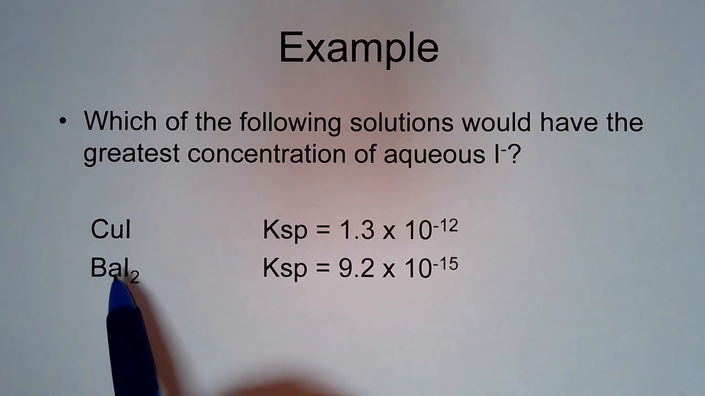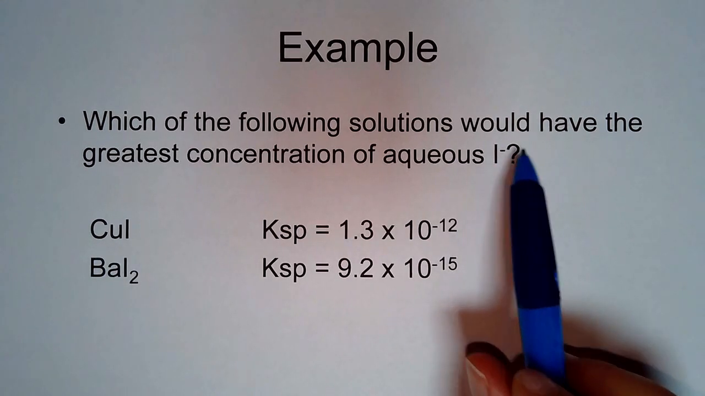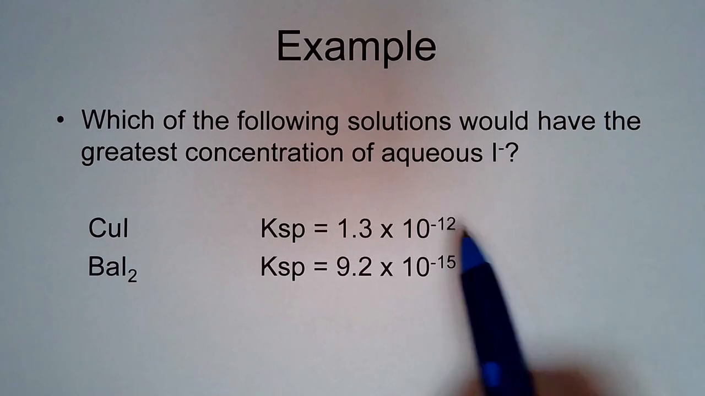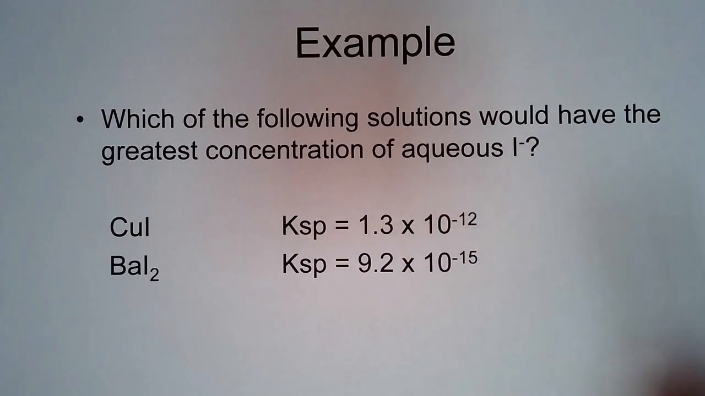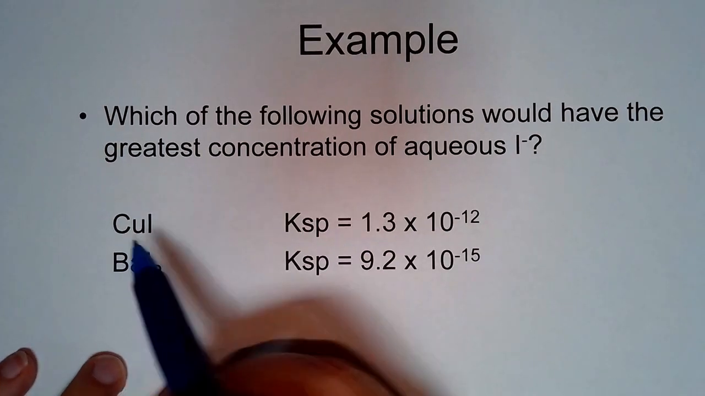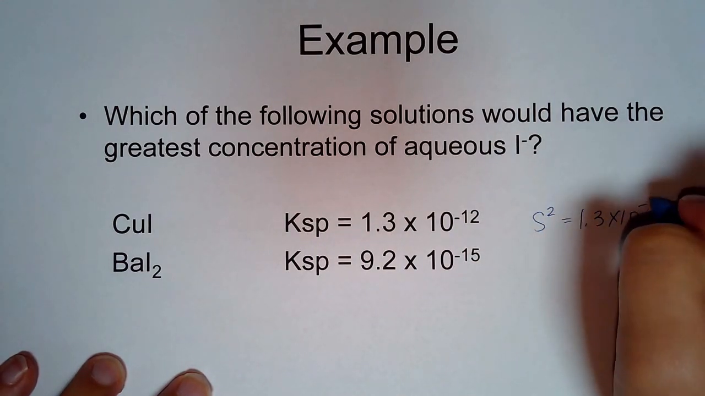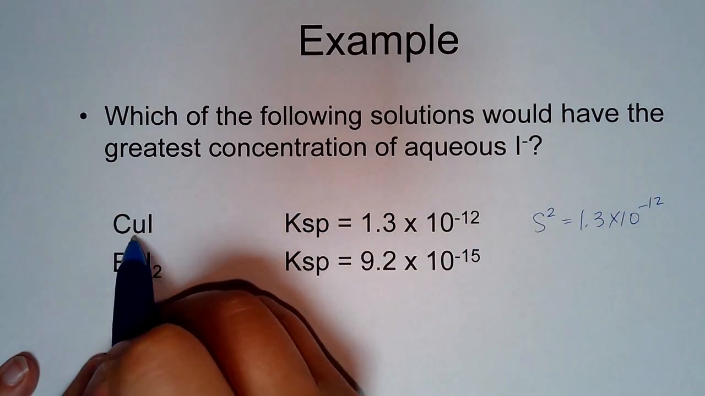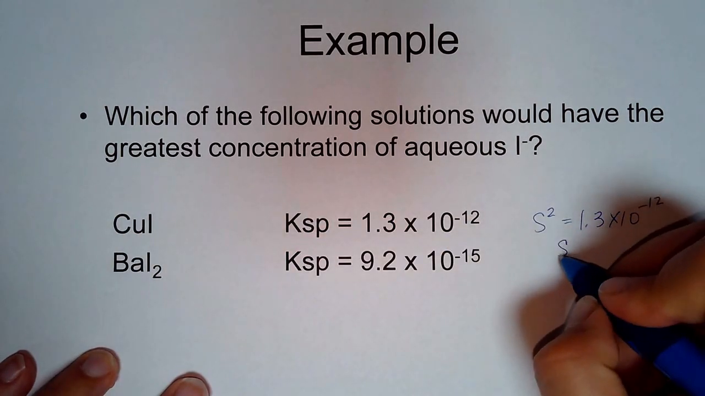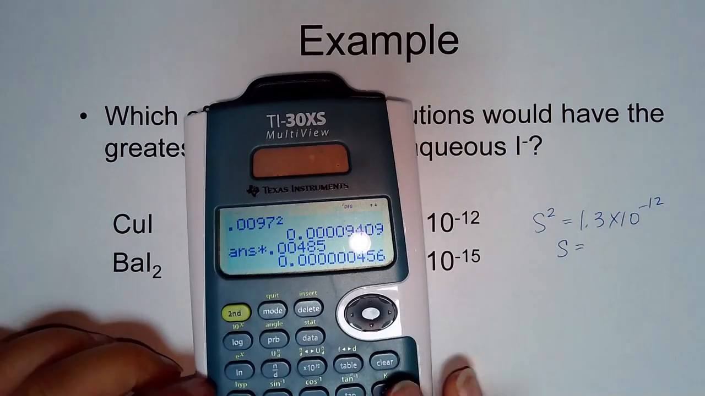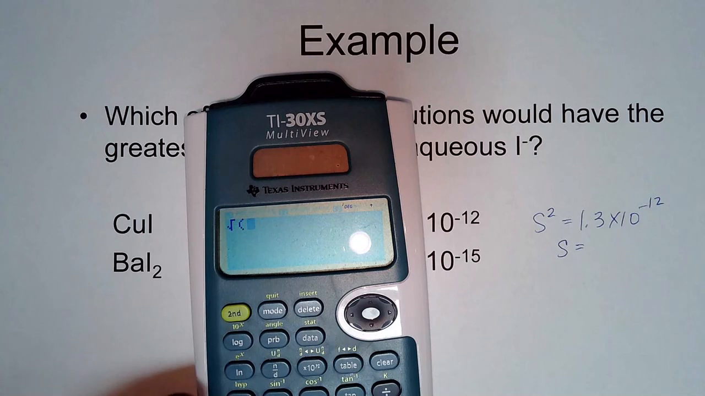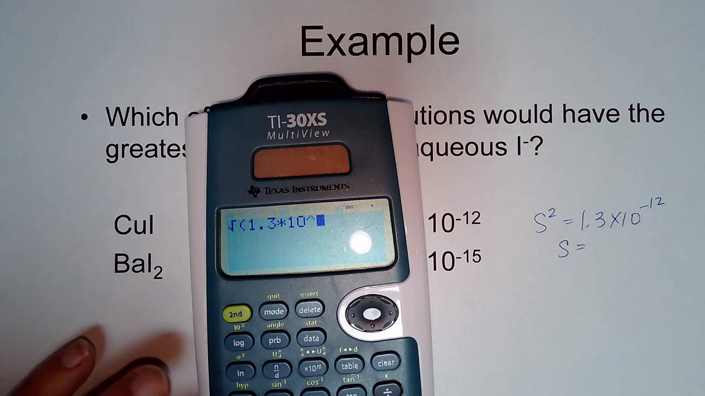Now if we look at these two KSPs, we say, oh, CuI is more soluble, it has a larger KSP. But that's actually not the case if we look at it. This would give us an S squared equal to our KSP, because we have two ions, no coefficients. So we would have an S value of 1.14 times 10 to the minus 6.